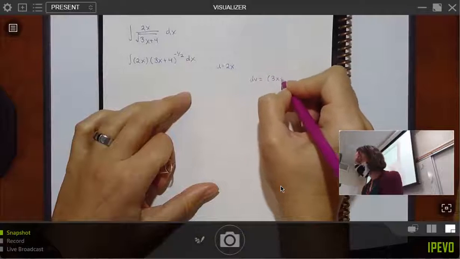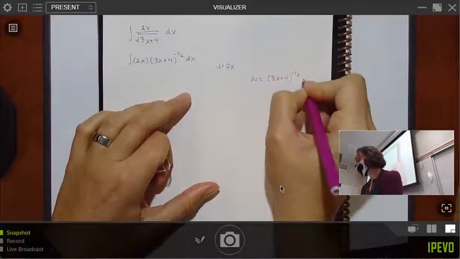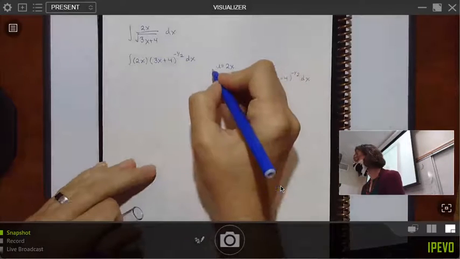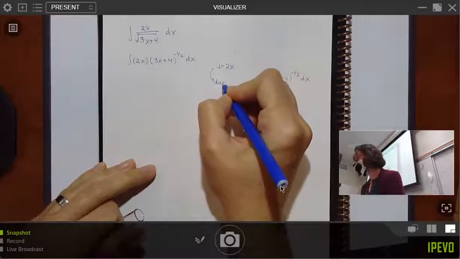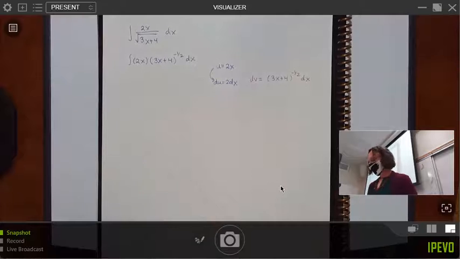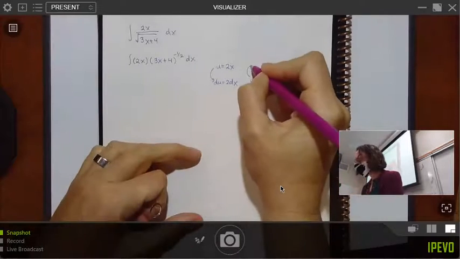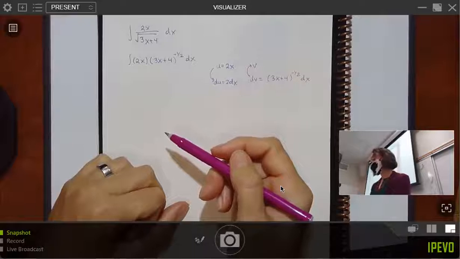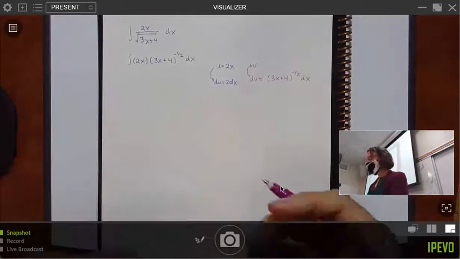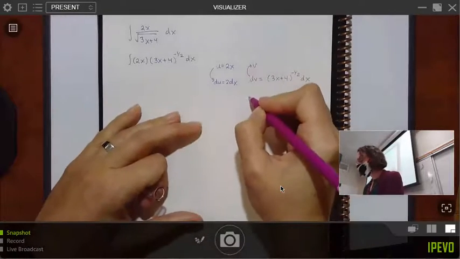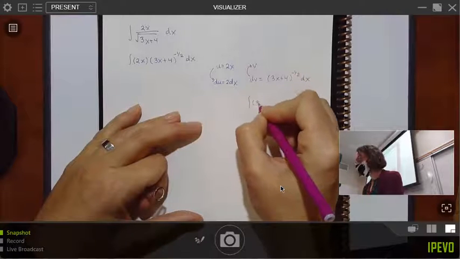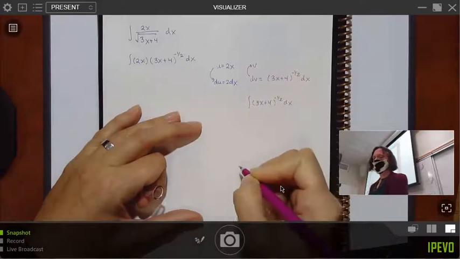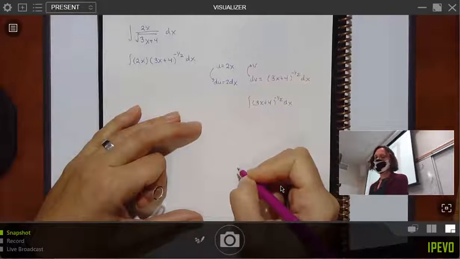That's 3x plus 4 to the negative 1/2 dx. Well, the derivative of u is straightforward. du is 2 dx. But over here, we still have a gross integral to do. It's not horrific. I can probably get there in my head, but let's assume that at least one person doing this integral would prefer to actually write it out.